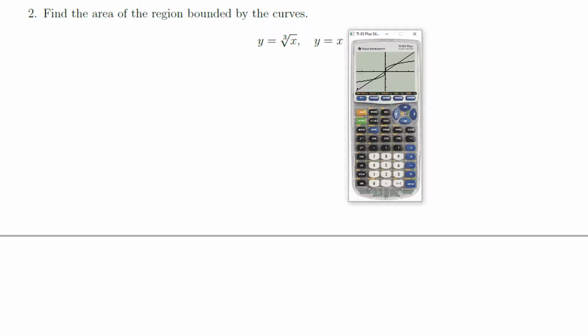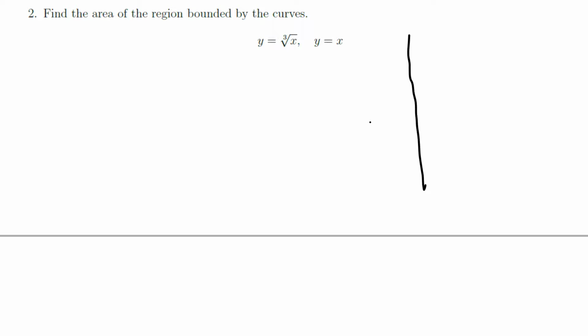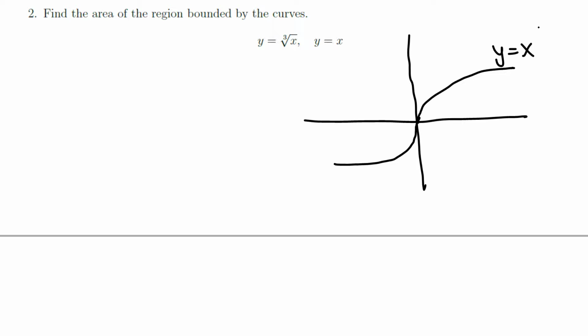If you look closely, there are two different regions bounded by these two curves, upper and lower, and they are identical in fact. So the graph looks like this. From your graphing calculator, cube root of x, which is the same as x raised to 1/3, is this, and y equals x is this. That's 1, 0, and this is -1.